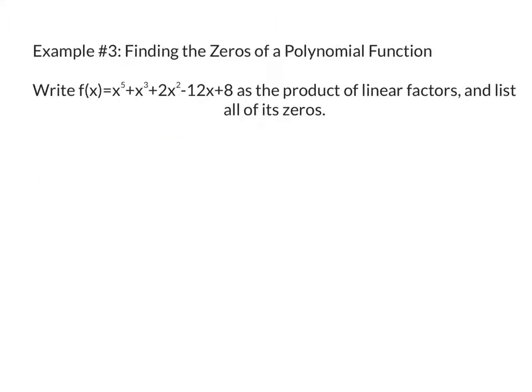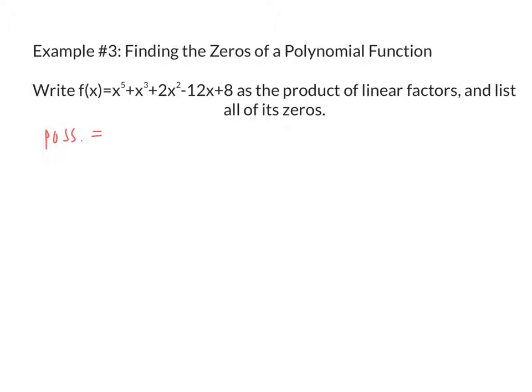In example 3, it says, write f of x equals x to the 5th plus x cubed plus 2x squared minus 12x plus 8 as a product of linear factors and list all of its zeros. So the first thing we're going to start with is trying to find those possibilities again, right? So to find the possibilities, I'm going to just put pos for possibilities.